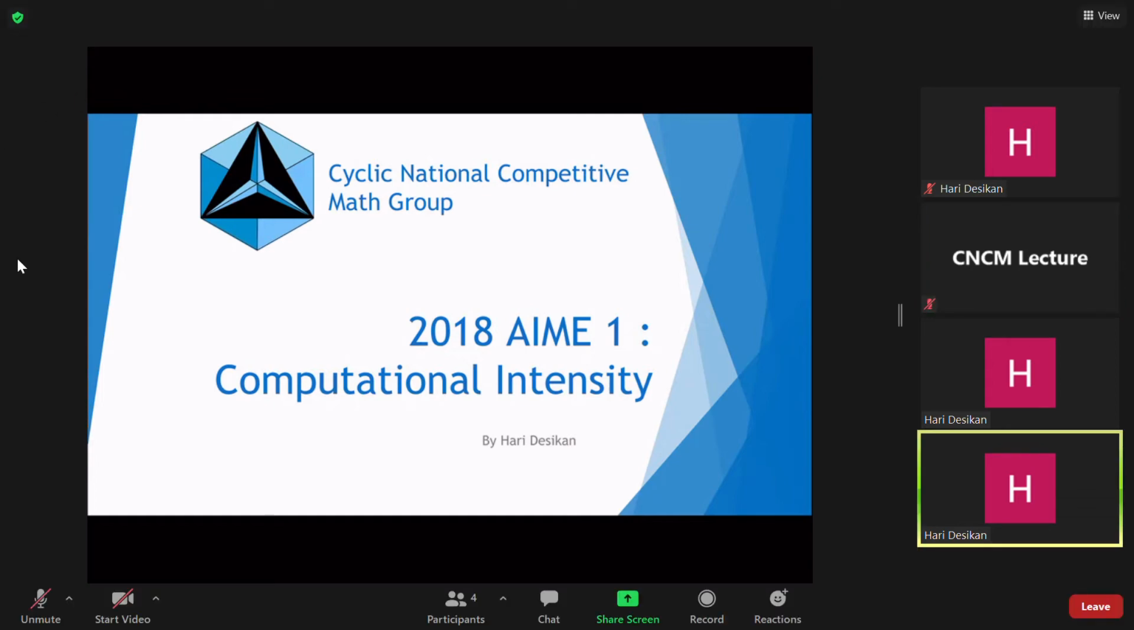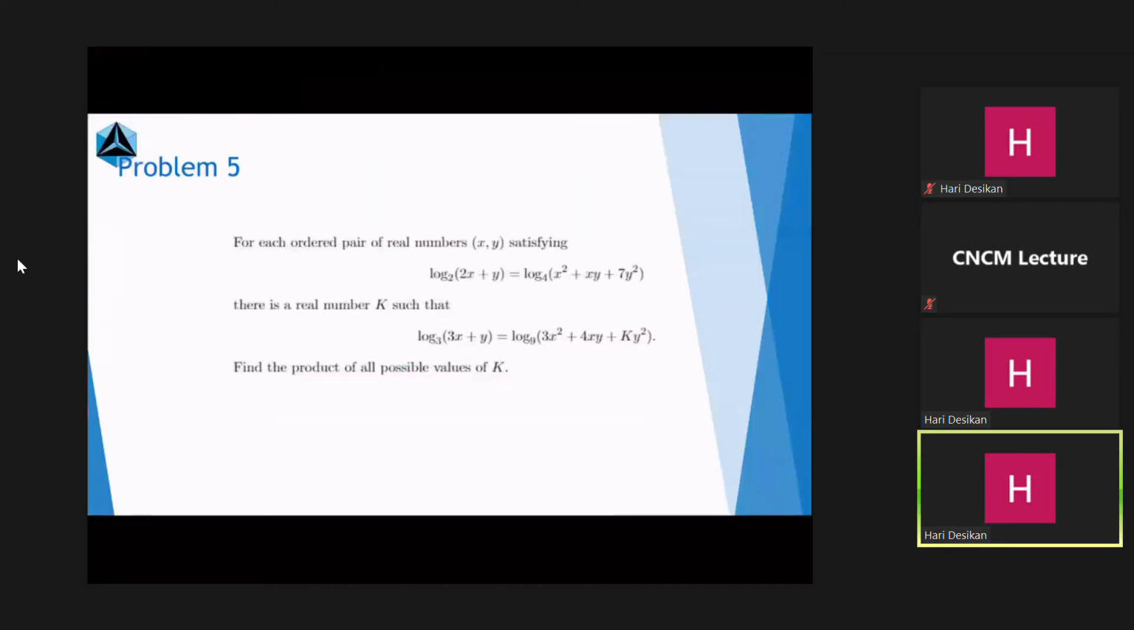Hello, everybody. Today we will be going over the 2018 AIME I, where there are many computationally intensive problems. First, we will be looking at problem 5. And it's important to remember that in this lecture, I'm not simply teaching you how to solve specific problems, but I'm teaching you a large class of techniques.